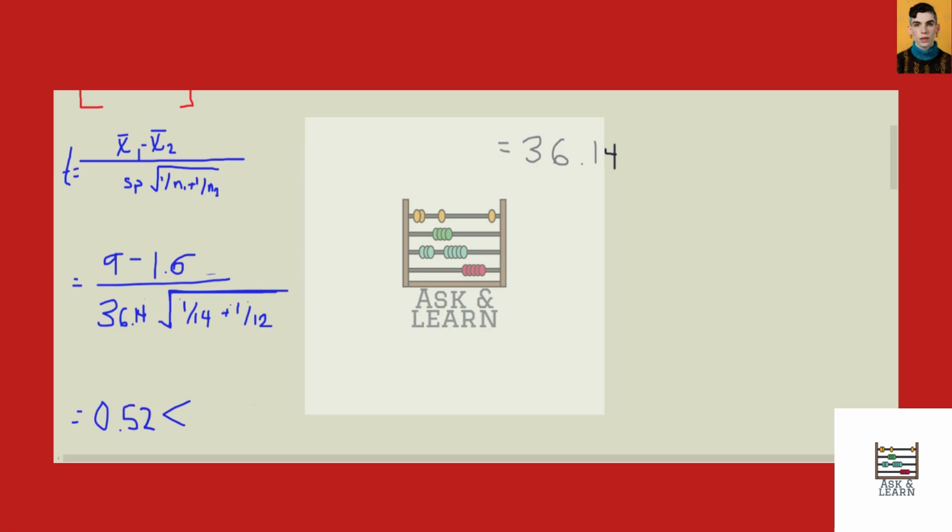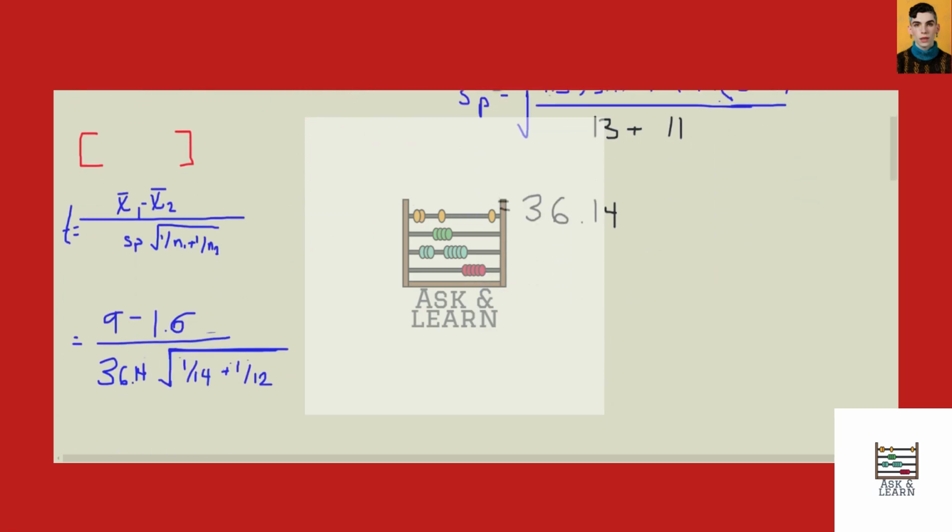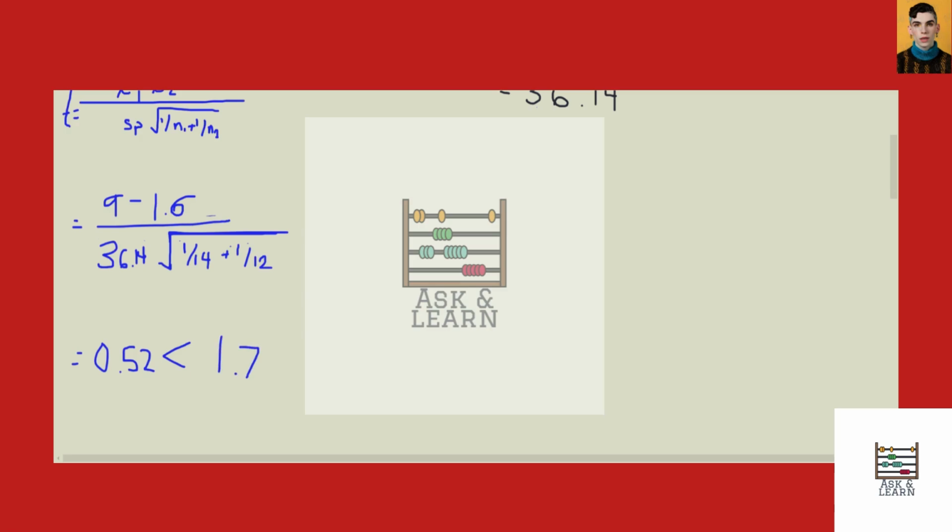And then when we compare that to the back of the book here, we need to find out what our critical value is at the 5% significance level for 13 plus 11 degrees of freedom, which is to say 24. We find out that it is 1.711 for our critical value. So I'll write that down right here. And 0.52 is less than 1.711. So we fail to reject the null hypothesis at the 5% significance level. There we go. So it doesn't matter which orange juice you drink.